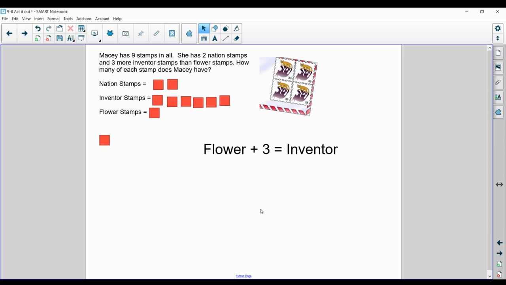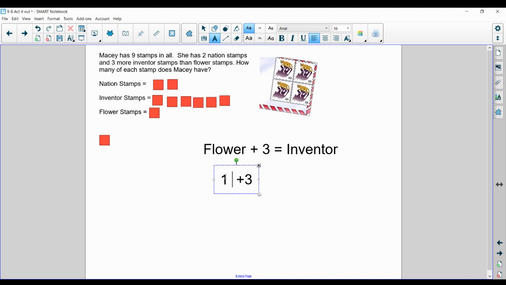Okay, so let me check what I have. So if my flower stamps is 1, and I have 3 more inventor stamps than flower stamps, flower stamps plus 3 equals what the inventor stamps are. 1 plus 3. Is it what I have? 1 plus 3 equals 4. Do I have 4 inventor stamps? 1, 2, 3, 4, 5, 6. Nope, that didn't work. So that doesn't work. I'm going to try something else.